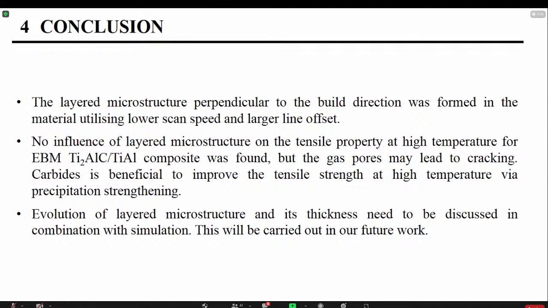Also, the evolution of layered microstructure and its thickness need to be further analyzed in combination with simulation. This will be carried out in our future work.